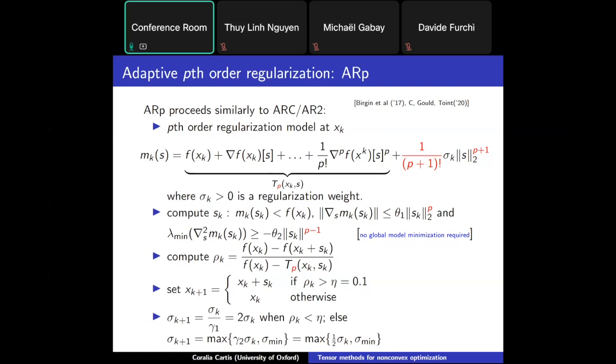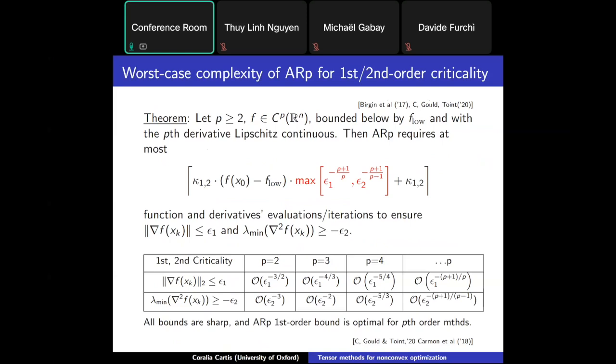So what can we say about the global rate? Well, we can prove a global rate bound, and I will show you in this table what it is. So for p equals 2, this method is exactly cubic regularization, a version of cubic regularization that I described. So it has epsilon to the minus 3 halves. For p equals 3, so for AR3, we get epsilon to the minus 4 over 3, which is better than 3 over 2. And so the bound keeps improving. Okay, it's still sublinear, but the bound keeps improving. And also for second order criticality, it keeps improving.